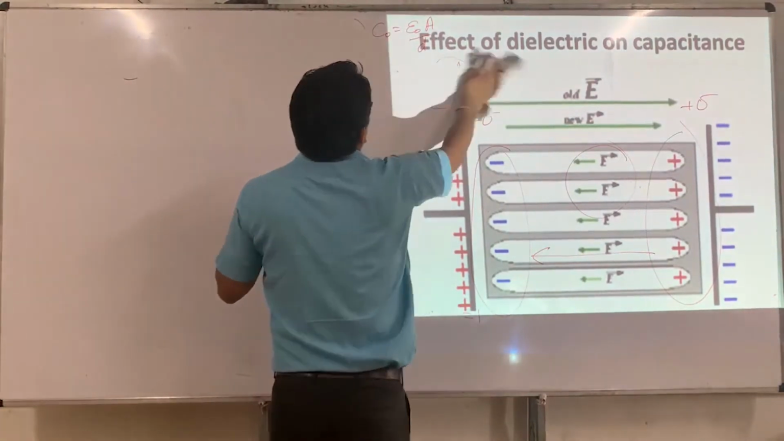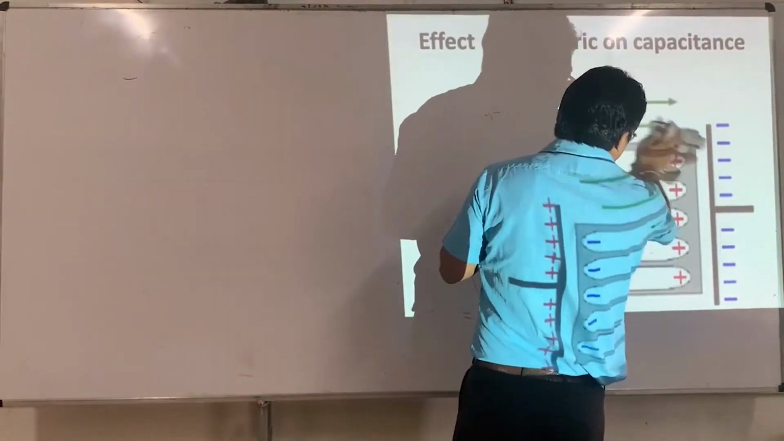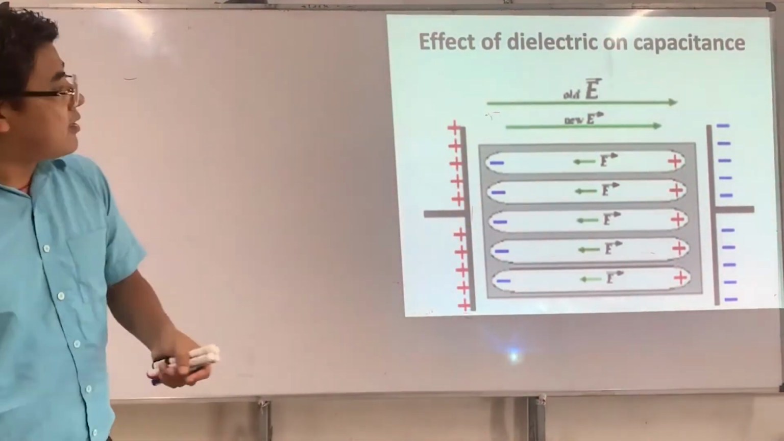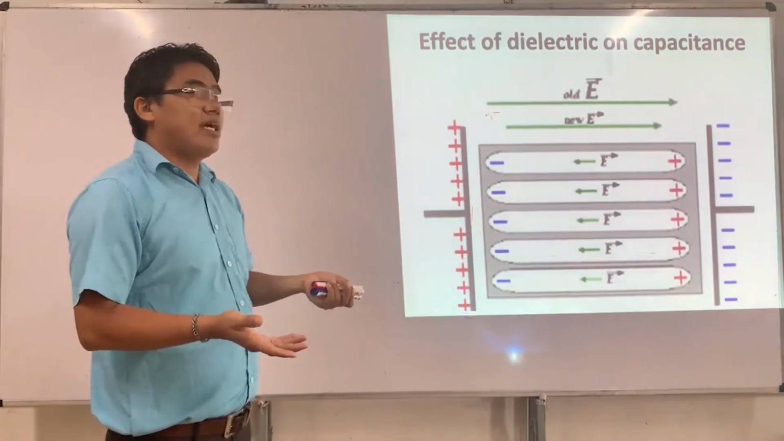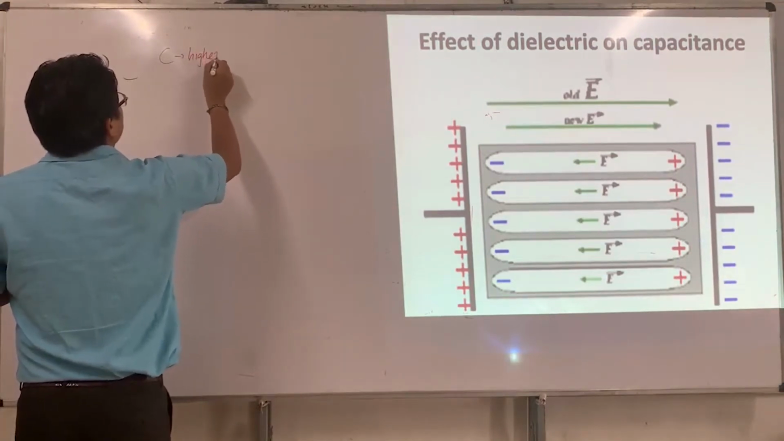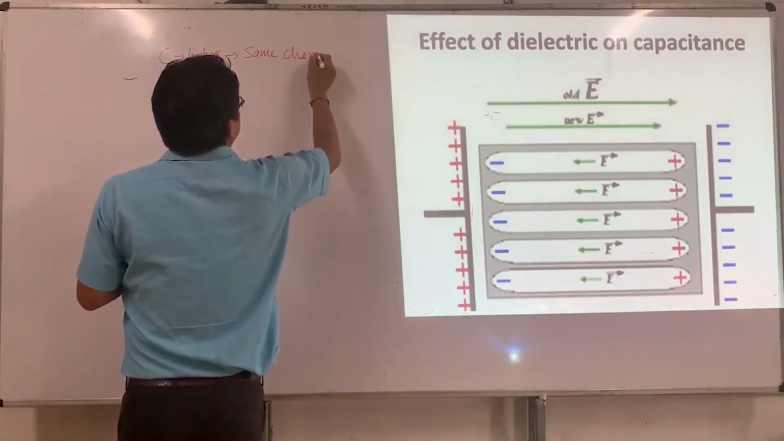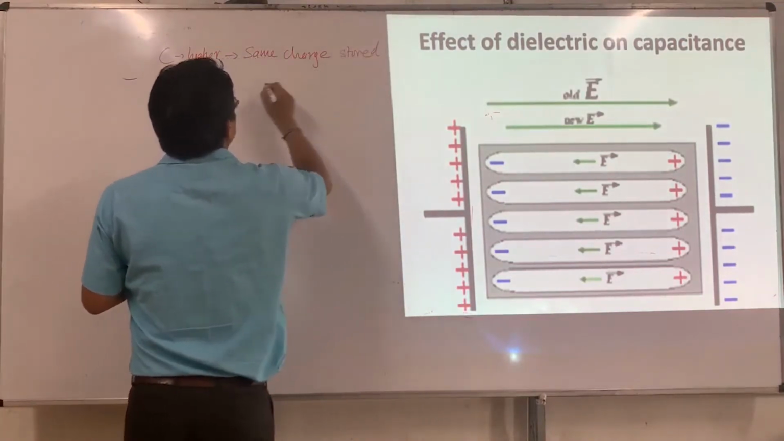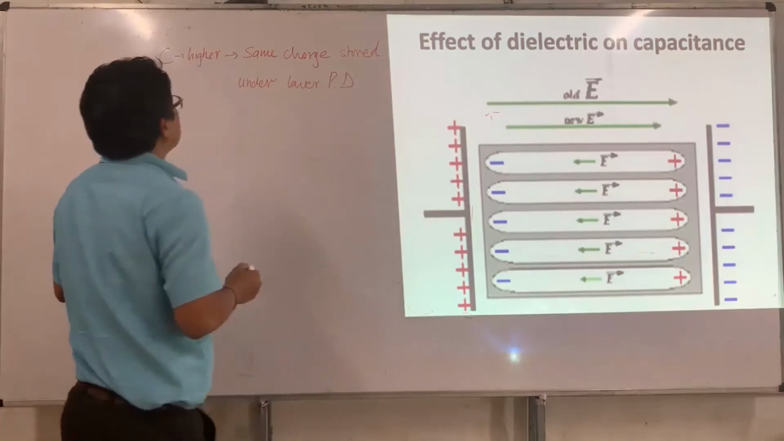Now let me define high capacitance and low capacitance. A capacitor is said to have higher capacitance if the same charge is stored under a lower potential difference. This is a higher capacitance.